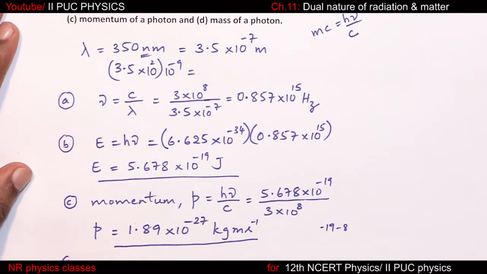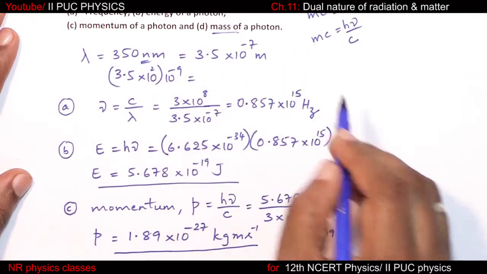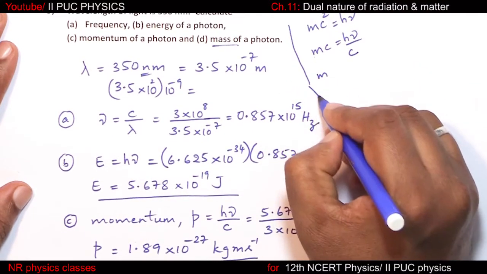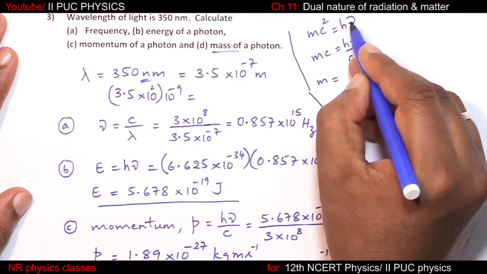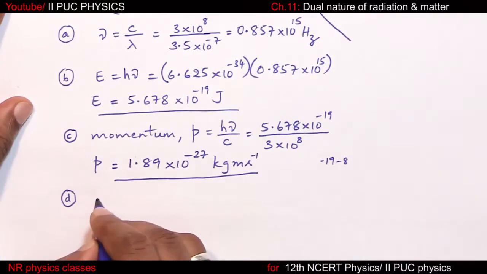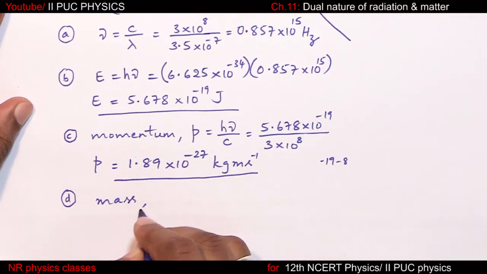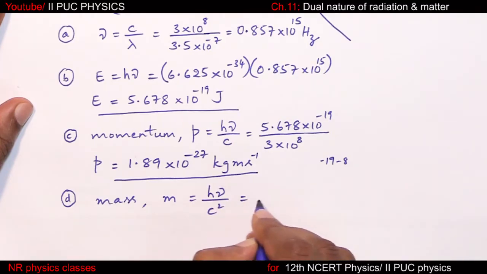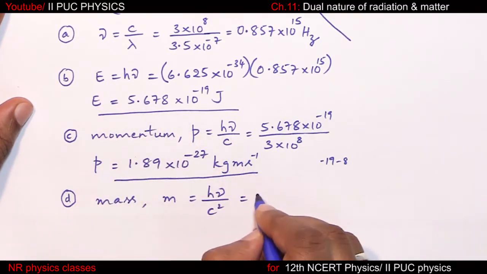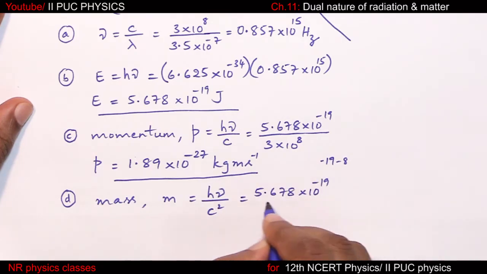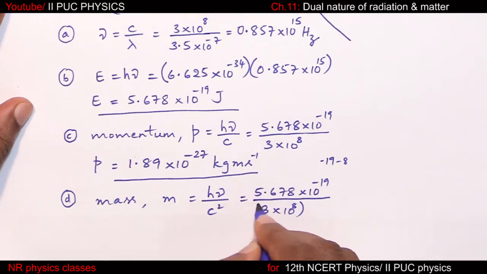D, mass. Again in this equation, mass equal to h nu by c square. So mass m equal to h nu by c square. h nu is energy, 5.678 × 10^-19 by c square, (3 × 10^8) square.